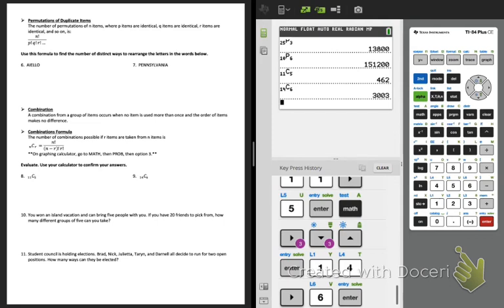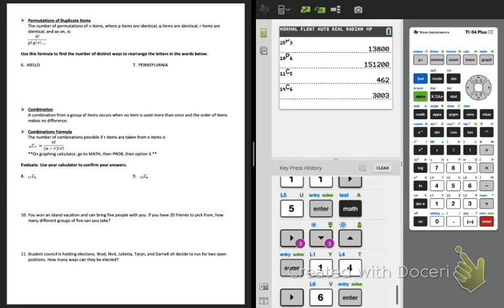So let's take a look here at the 2 word problems just so you can see why order matters versus, in this case, where order does not. So problem number 10. You want an island vacation where you can bring 5 people with you. If you have 20 friends to pick from, how many different groups of 5 can you take?